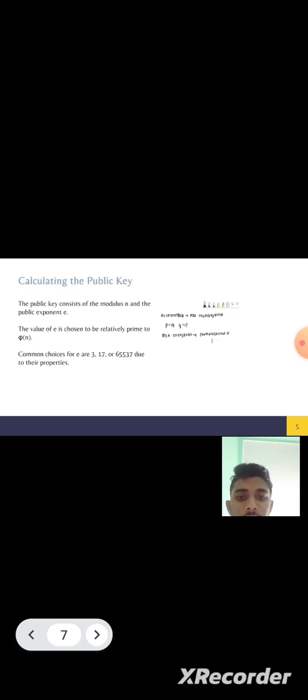Calculating the public key. The public key consists of modulus n and the public component e. The value of e is chosen to be relatively prime to the totient. Common choices for e are 3, 17, or 65537 due to their properties.